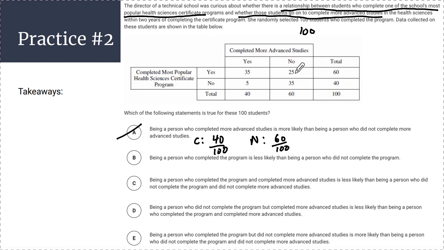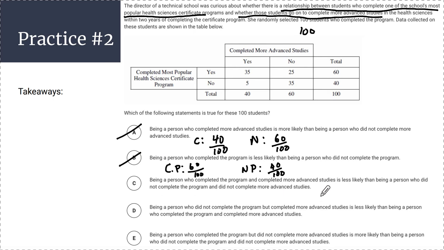Being a person who completed the program is less likely than the person who did not complete the program. So how many completed the program? 60 total completed the program. Has completed the program? Yes. There were 60 total. So I'm going to say CP, how many completed the program? 60 out of 100 in comparison to 40 out of 100 that did not complete the program. So is being a person who completed the program less likely than the person who did not complete the program? No, there were 60 people who completed versus 40 people out of 100. So it is actually not less likely that you completed the program.